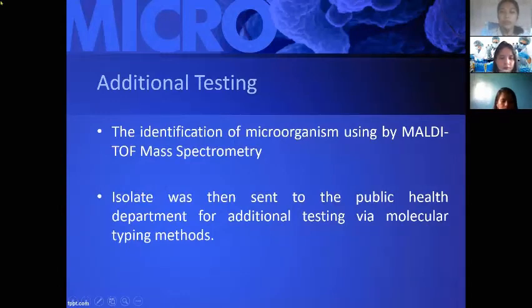Since we have isolated the organism in different media, additional testing was performed in order to further identify the microorganism. The laboratory used MALDI-TOF mass spectrometry to further identify the group of the microorganism, and the isolate was also sent to the public health department for additional testing via molecular typing methods. By the usage of molecular typing methods, we can determine the serotype of the organism.